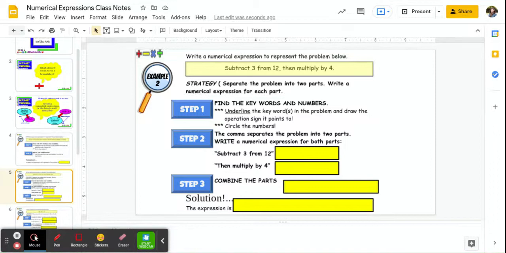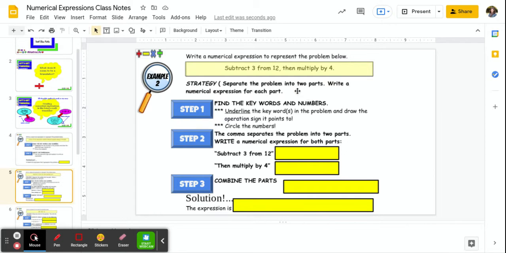Now that we've completed example 1, let's proceed with example 2. Boys and girls, this one is a little bit different because here we're actually going to have 2 parts to our numerical expression. This may remind you, as we're doing this, of the order of operations, because certainly knowing that order of operations is going to help us with example 2 and similar expressions.